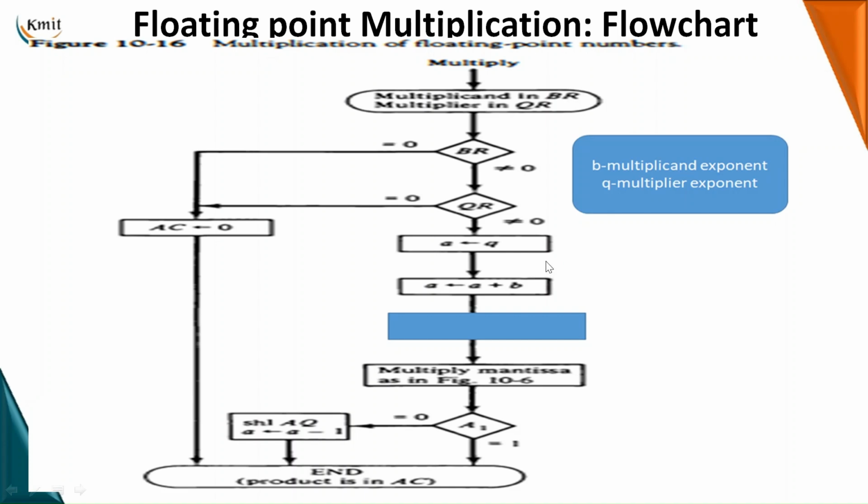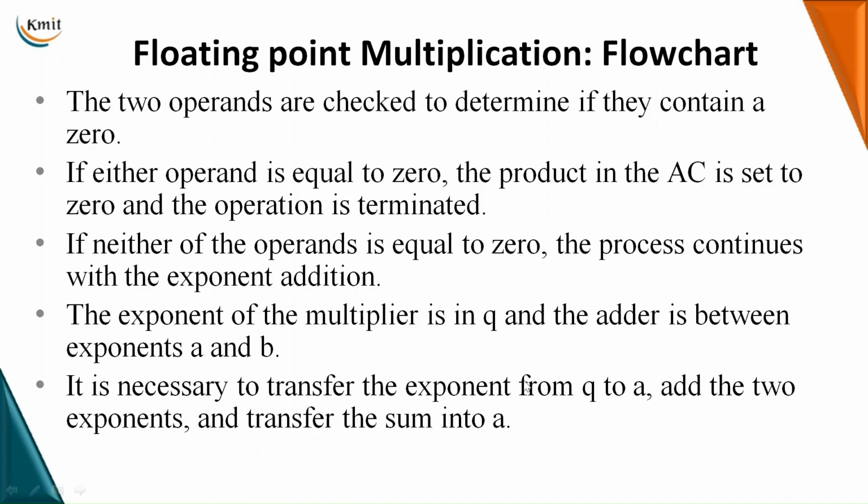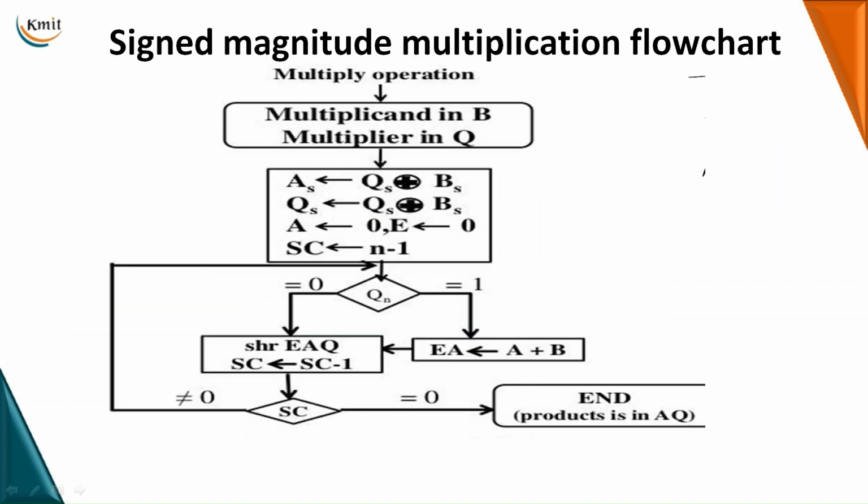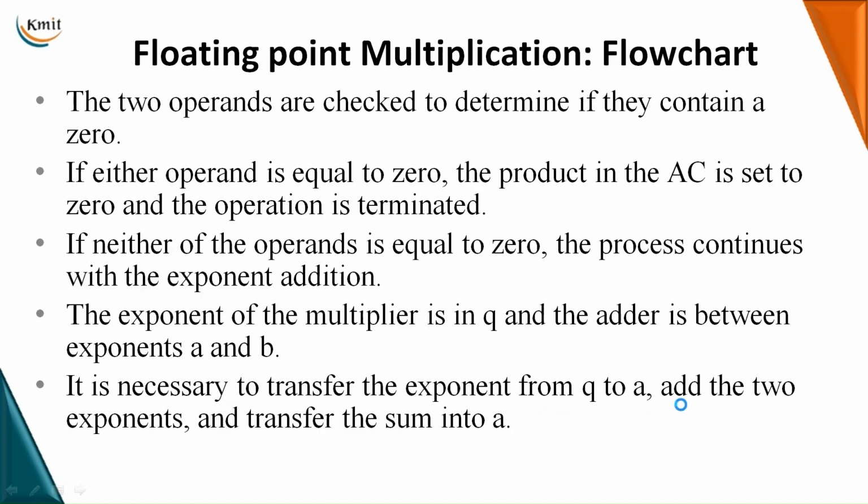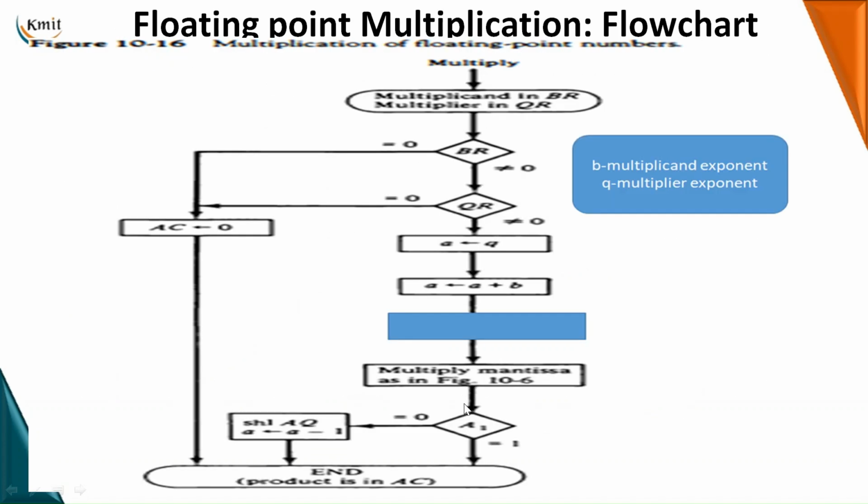Once you are done with adding the exponents, the next step is to multiply the mantissa part of your data. For multiplying the mantissas, we are going to make use of the sign magnitude multiplication flowchart. That is present in figure 10.6 according to your syllabus. We have to implement the flowchart of this sign magnitude multiplication in order to perform a multiplication on the mantissa part of your floating point number. Once you complete the multiplication of the mantissa part, your product will be stored in the A and Q registers, AQ.